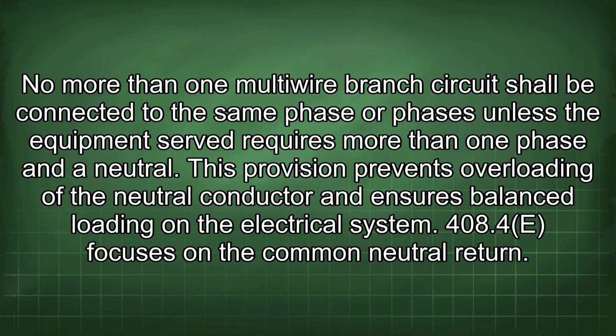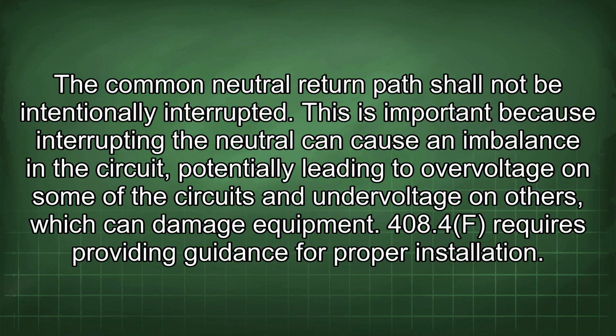408.4e focuses on the common neutral return. The common neutral return path shall not be intentionally interrupted. This is important because interrupting the neutral can cause an imbalance in the circuit, potentially leading to overvoltage on some of the circuits and undervoltage on others, which can damage equipment.